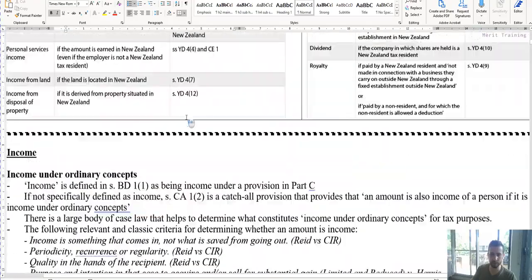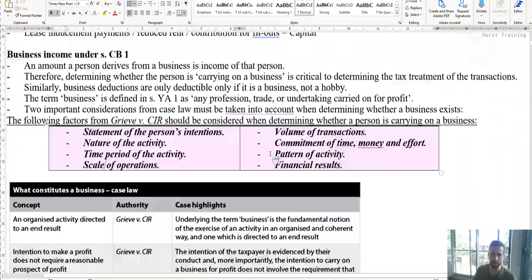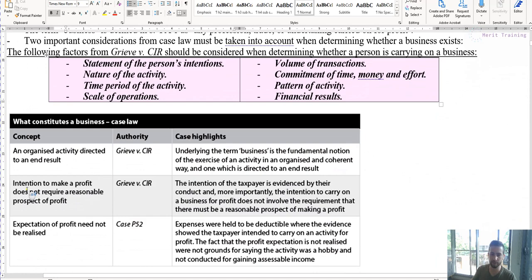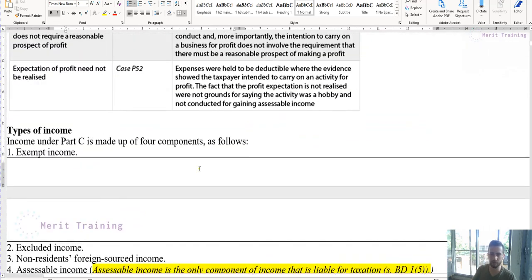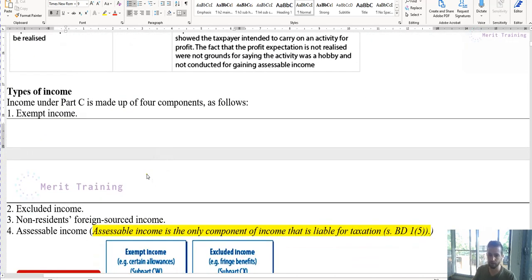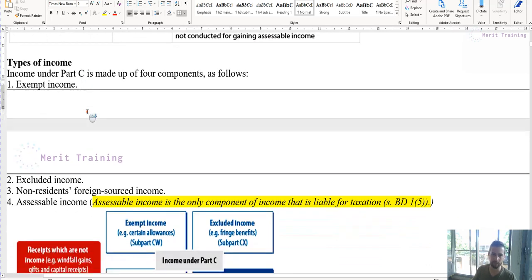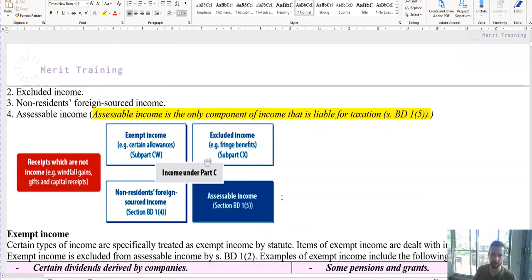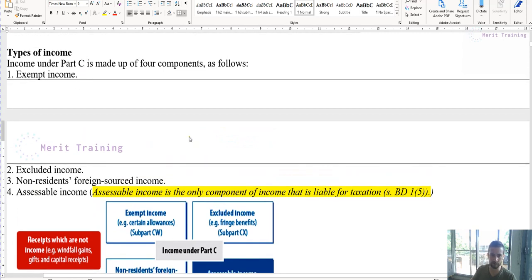Okay, so let's talk about types of income now. We know what income is. We know if it's derived by a business, it's income. We know the distinction between capital and income. Now that we know it's income, what are the different types of income? There are 4 types in this diagram. And obviously there are receipts which are not income, which are outside this. That includes capital receipts, which is what we distinguished above, but also windfall gains and gifts. They're not income, right? You might receive that cash, but you're not assessed on it as income.